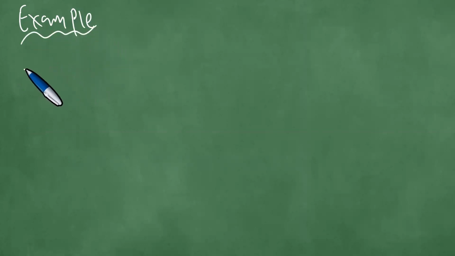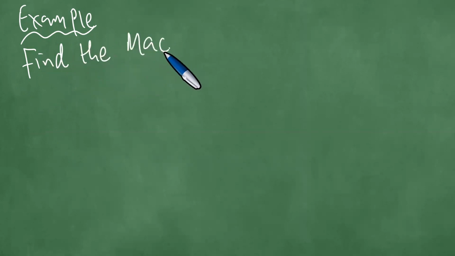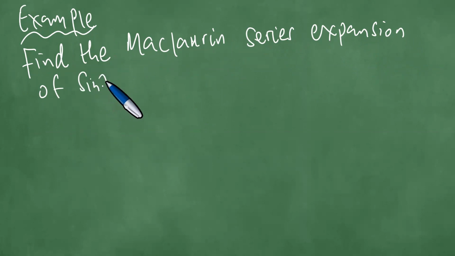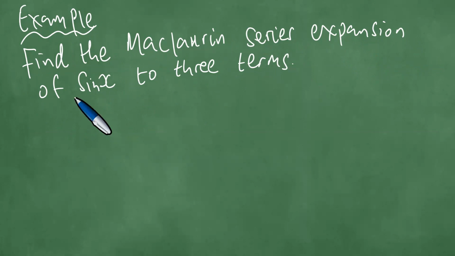In this example, we're looking at the question that says: find the Maclaurin series expansion of sine x to 3 terms. What is the answer to this solution? We prepare the solution together to this.